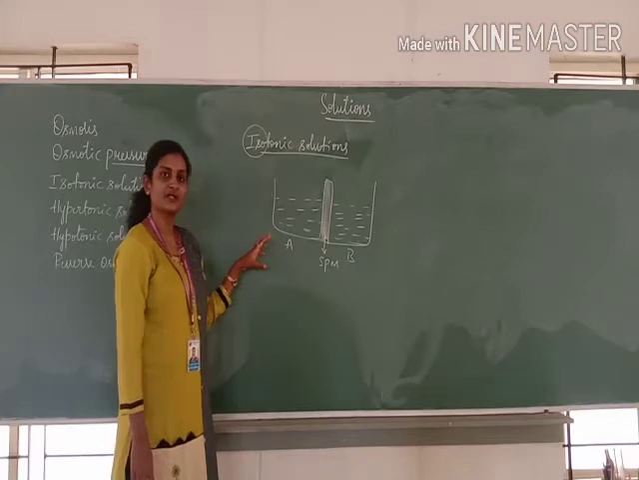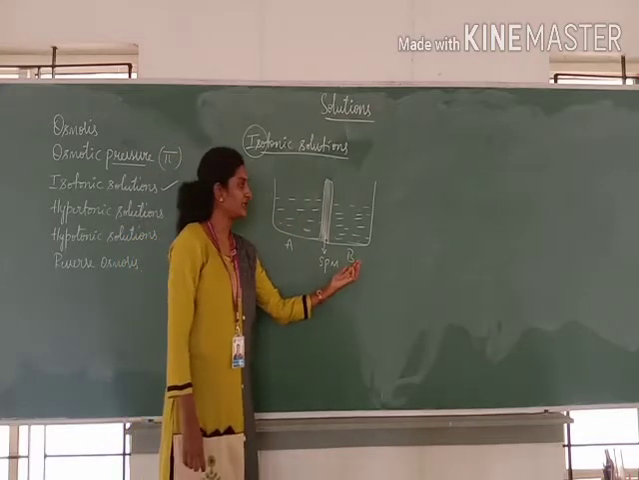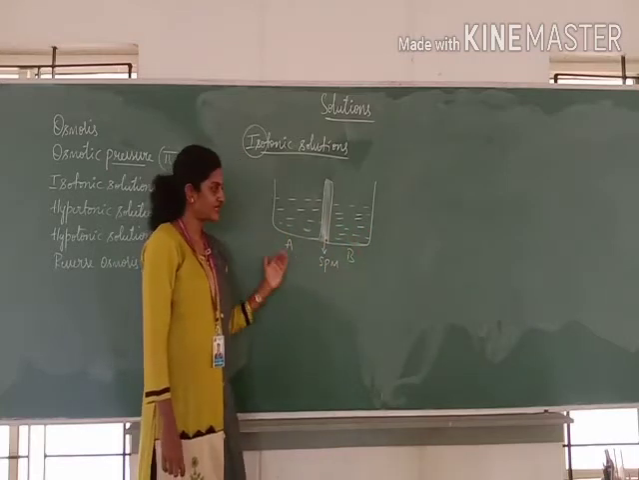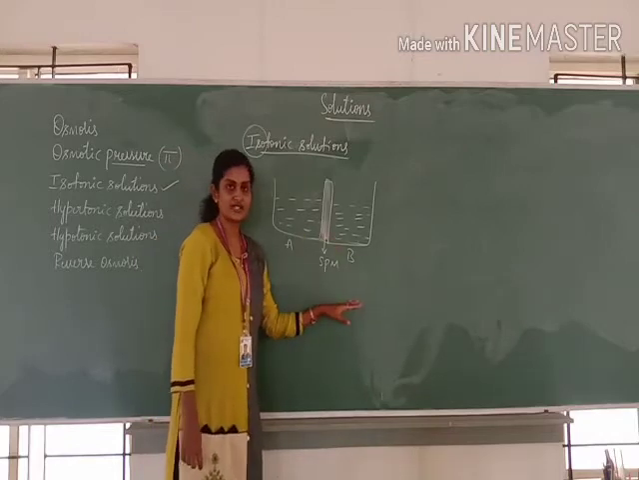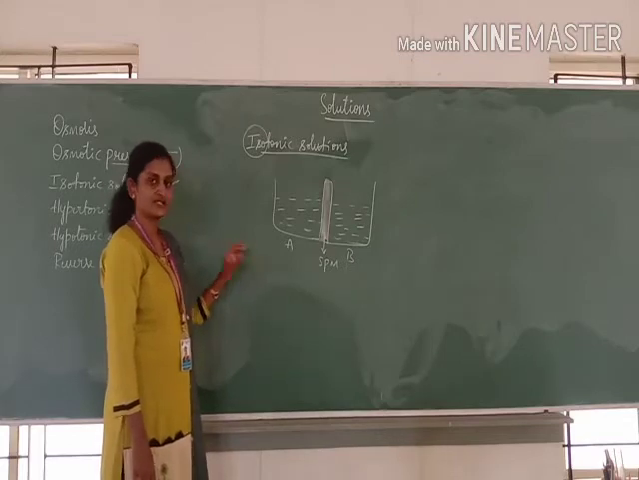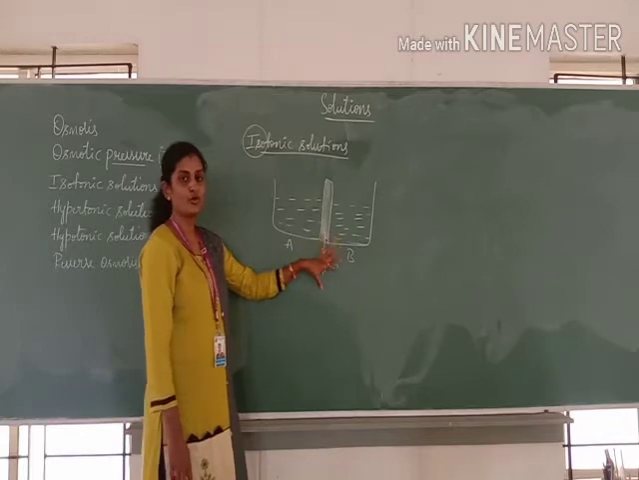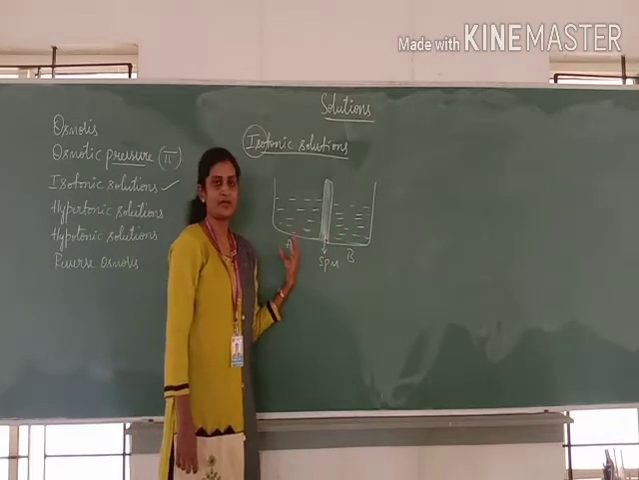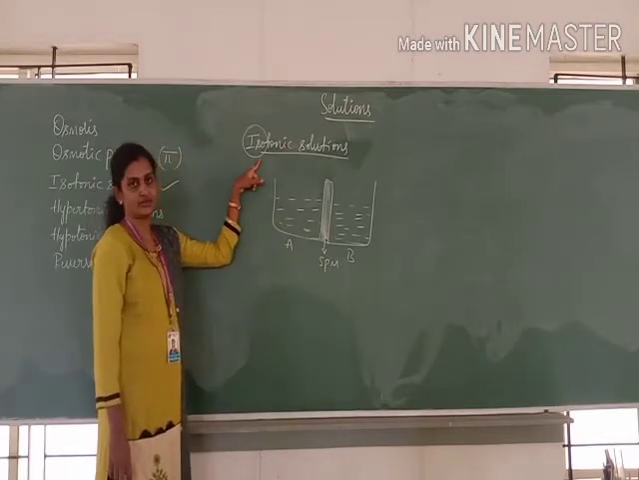Say for example, if the concentration of solution A is greater than B, then the osmosis will be in this direction, that is from B to A. If A is less than B, then it is from A to B. If both are the same, then osmosis will not take place. It will be restricted, so the solution's quantity will remain the same. No movement takes place either from A to B or B to A. It remains the same.